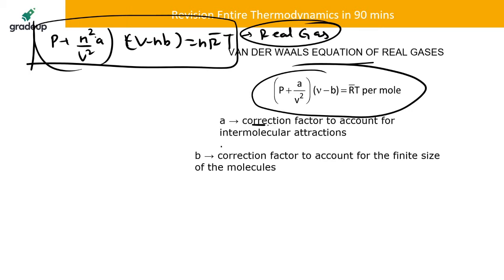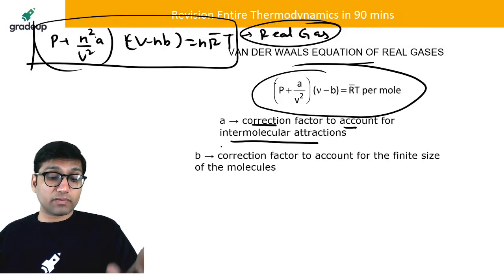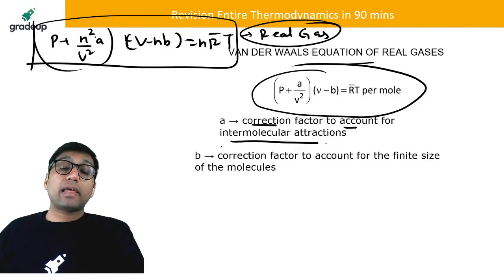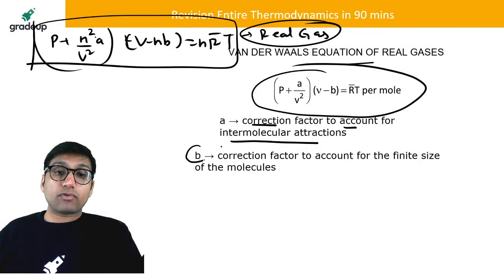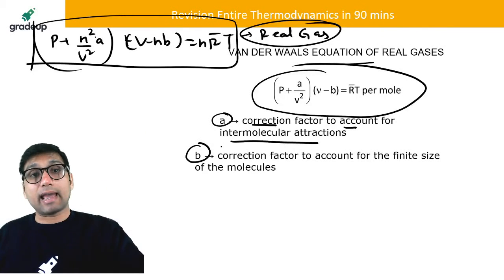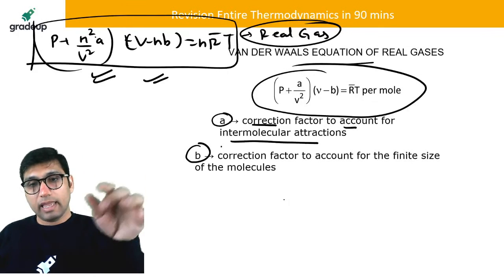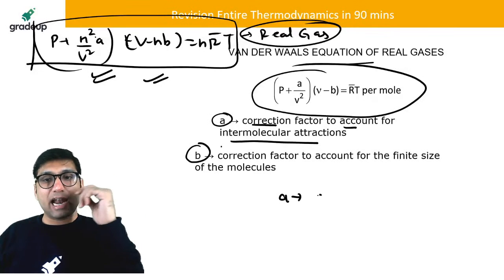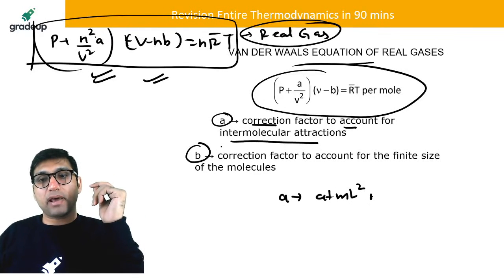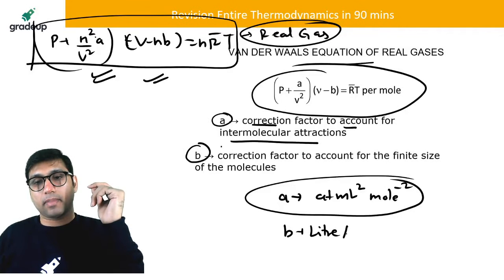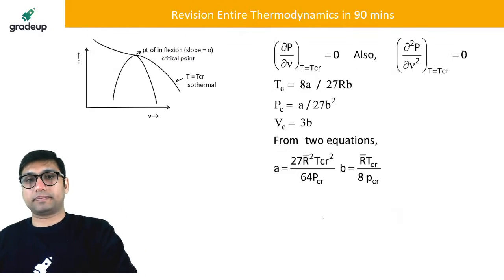In this equation, a is the correction factor for intermolecular attraction, because in the ideal gas equation two assumptions were made. One is that intermolecular force of attraction was neglected, and the other was that the volume occupied by the molecules was negligible as compared to the container volume. So if you take these two assumptions from the ideal gas and correct them for the real gas, you get this Van der Waals equation. This is a very, very important equation. In this equation, the unit of a is atmosphere liter square per mole square, and the unit of b is liter per mole. This is very, very important.